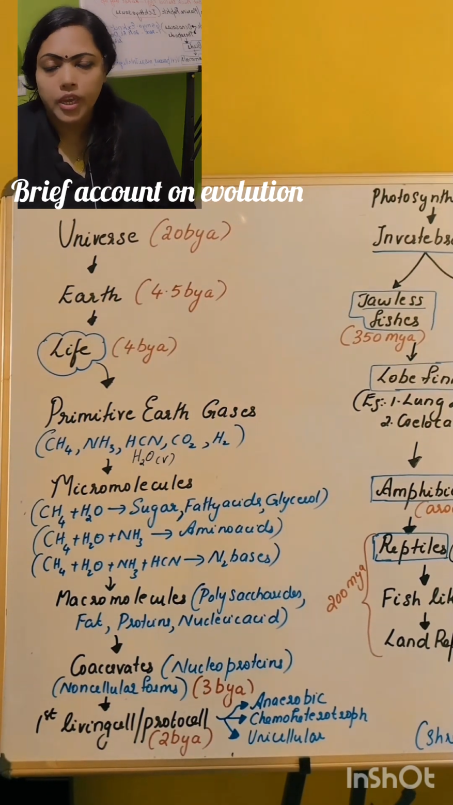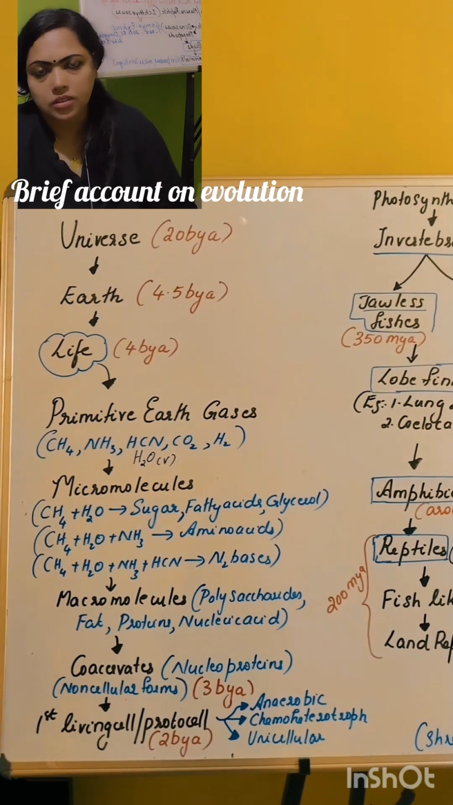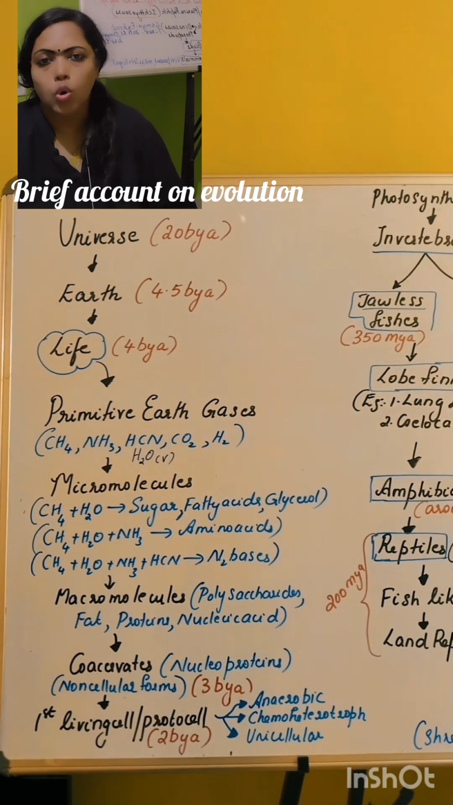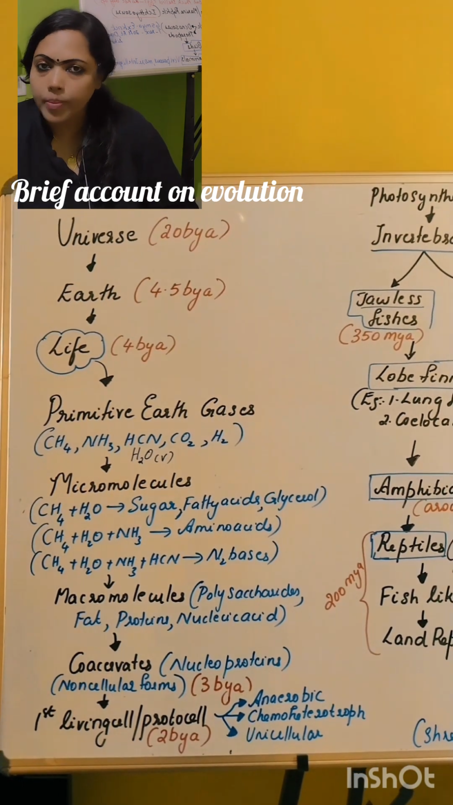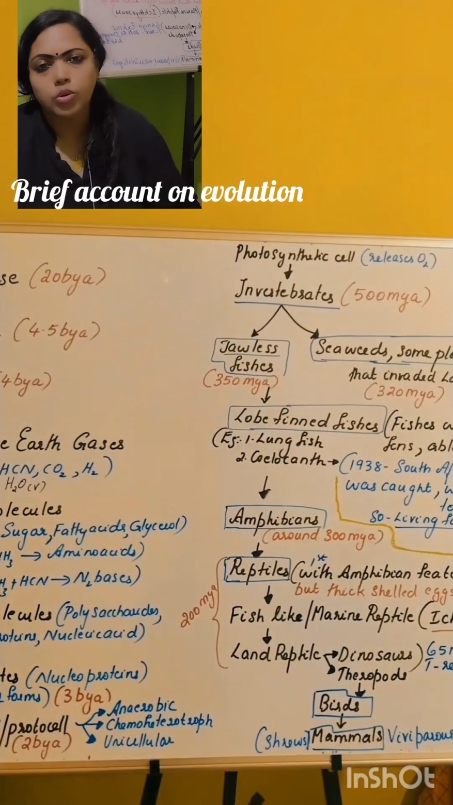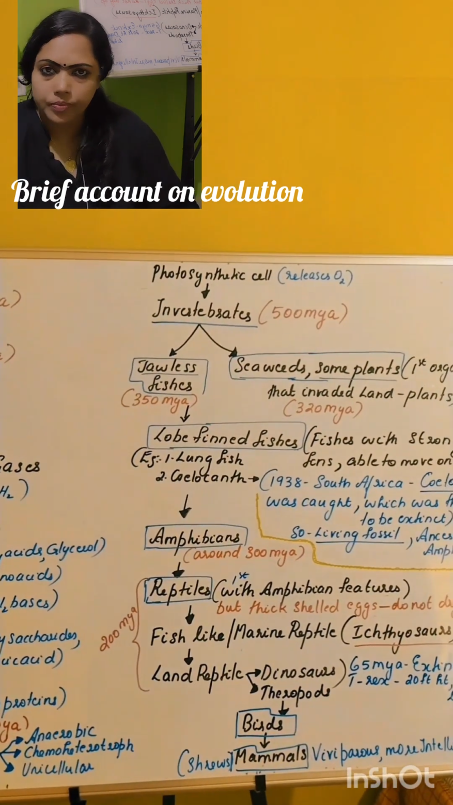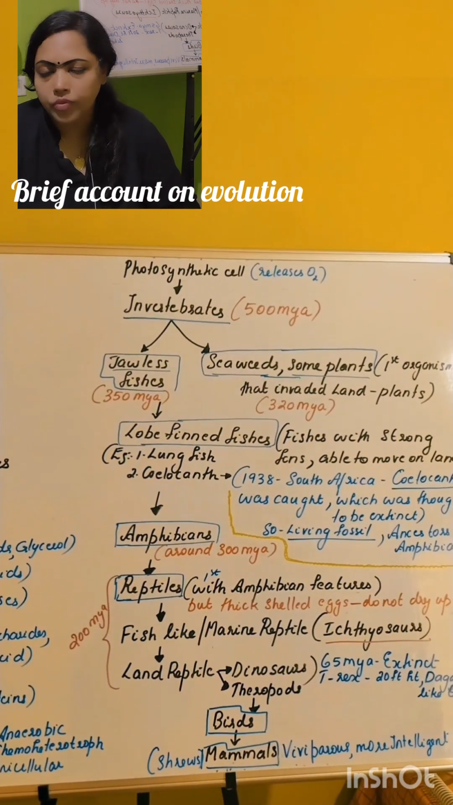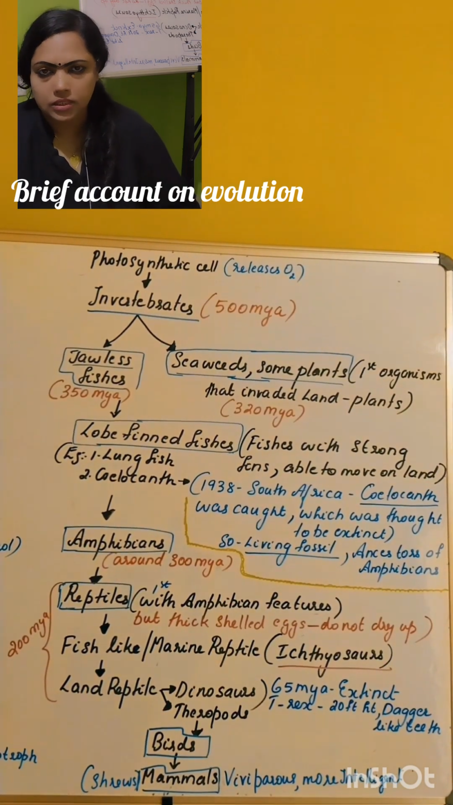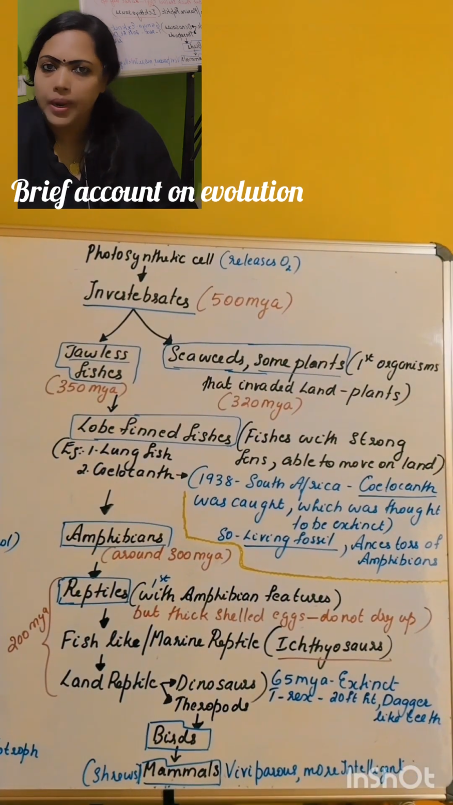And then these macromolecules united to form the first non-cellular forms, and they are called coacervates. Okay, and this is about 3 billion years ago. Then after this, the formation of the first living cell or protocell, and these organisms were anaerobic, unicellular and chemoheterotrophs. And then the formation of the multicellular organisms, and then the formation of invertebrates, which is about 500 million years ago. Then about 350 million years ago, formation of jawless fishes, and 320 million years ago, the formation of seaweeds and some plants. Okay, then the first organisms that invaded land were actually the plants.